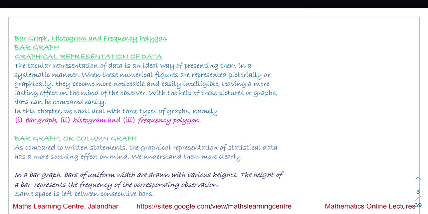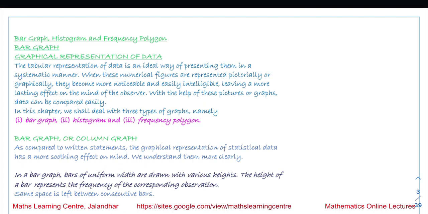Now the next topic we are going to do is the representation of data in graphical form. So we will talk basically about bar graph, histogram and frequency polygons. By graphical representation we mean that in the previous lecture we arranged the data in tabular form. Now from that tabular form we are going to represent the data on a graph, so that by looking at the graph we can know the information about the given data.